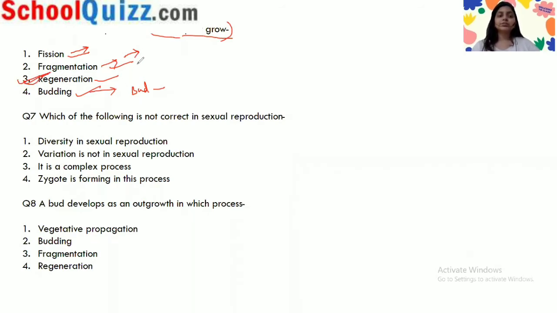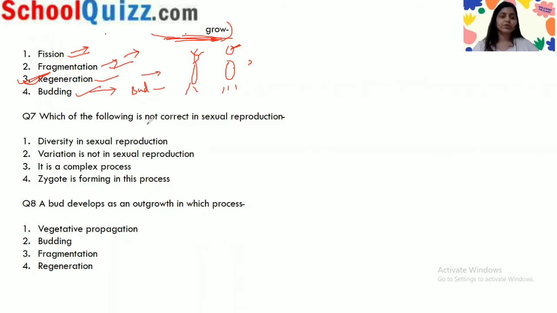In regeneration, what will happen? Like the example is planaria. Okay, so if this is a planaria and some accident happens and its body is divided into three parts, what will happen? This part will grow into a new planaria, and this part also grows into a new one. So here the parts are growing from the broken part. Okay, so this is called regeneration.